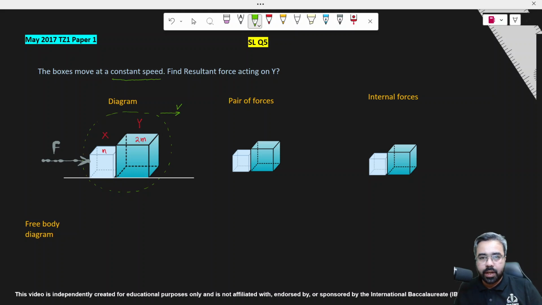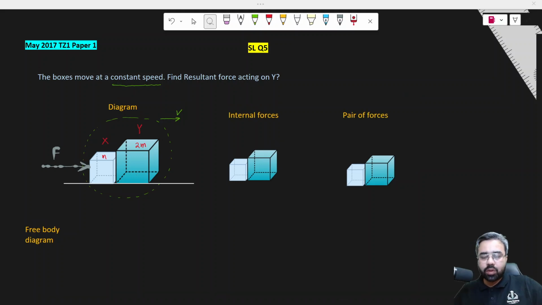Now, the question is, if a force is applied on the system of boxes, then why is it moving with constant speed? We will investigate it in a free body diagram, and we will also discuss the pair of forces and internal forces. So watch the whole video. I will draw the free body diagram of the whole system later on, but first of all, let's investigate what the internal forces are.